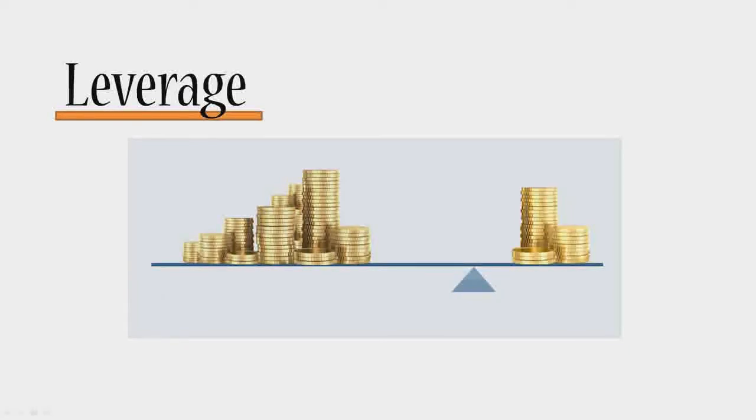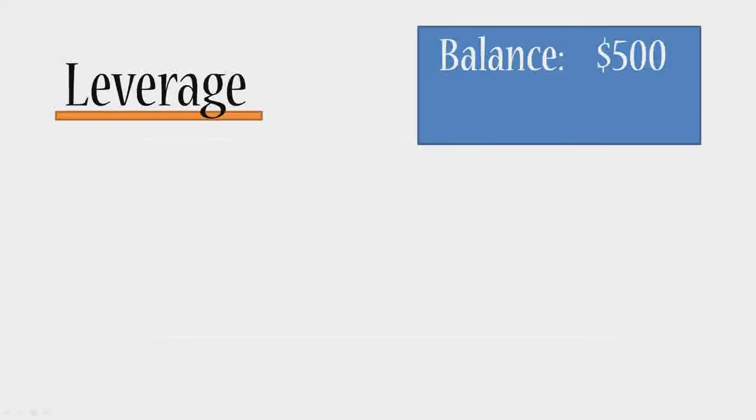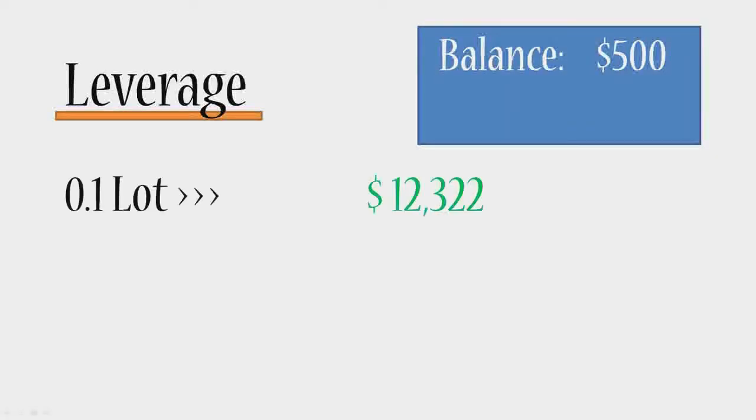So let's have a look at a particular example. For instance, your balance is $500. And you want to conduct a transaction with the volume of 0.1 lots on the euro-dollar currency pair. So you require 12,322 American dollars to conduct this transaction. Obviously, your balance is insufficient at this stage.